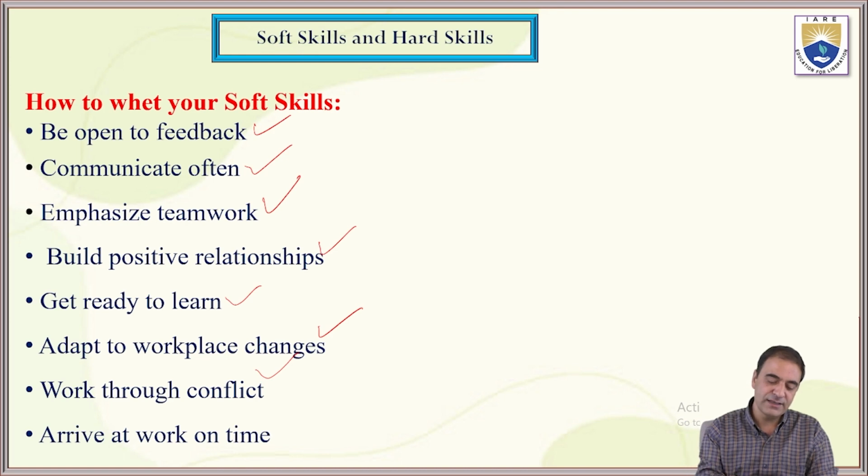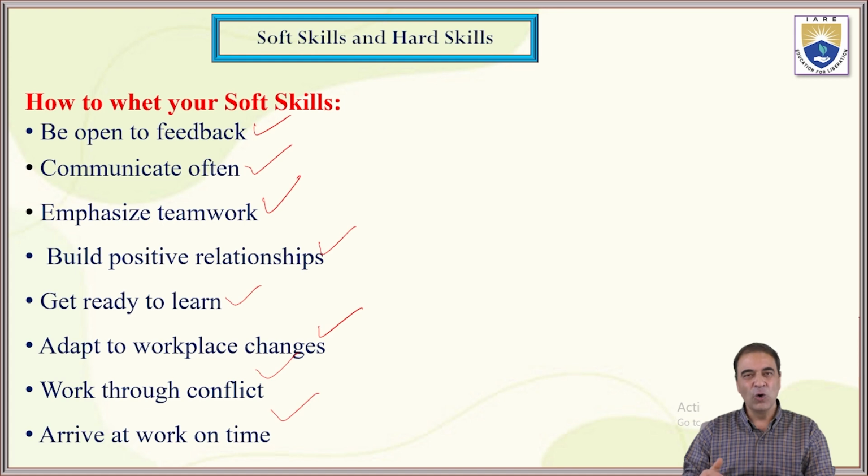The next one is arrive at work on time and always be punctual. This punctuality will give a good impression on other fellow beings, and it will make you well disciplined, which is a very essential soft skill. These are some of the things through which you can sharpen your soft skills.